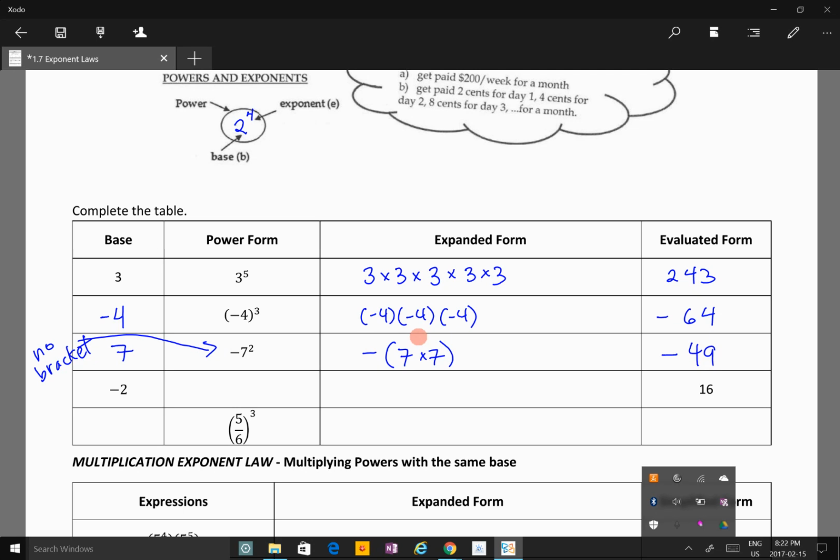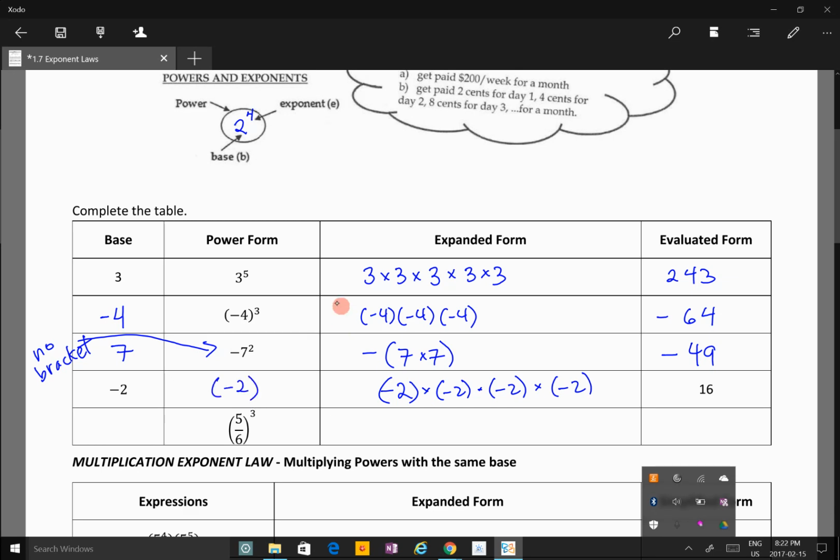Okay? Then, next one. If our base is -2, and we want to evaluate this so that we get 16, it just turns out that -2 times -2 times -2 times -2 will give me positive 16. So 4 negatives is an even number of negatives, which means my answer is positive. So 2 times 2 is 4, times 2 is 8, times 2 is 16. And how many 2's are here? So you have 4. So if I want to write this in power form, I'm going to write here my base, -2 in brackets. I'm going to write my exponent 4.